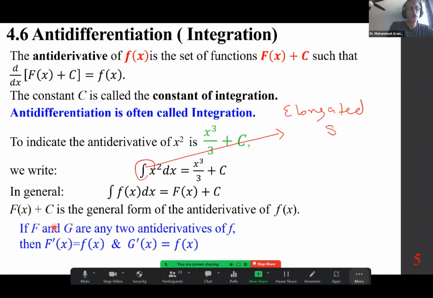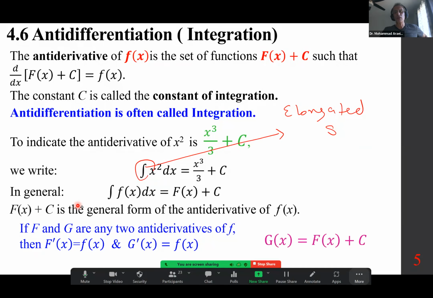So if you have two functions, capital F and G, that are any two antiderivatives of f, then capital F prime and capital G prime are the same, lowercase f of x. Then F and G have a relationship such that they differ by a constant. So one is the other one plus a constant. That's the idea.